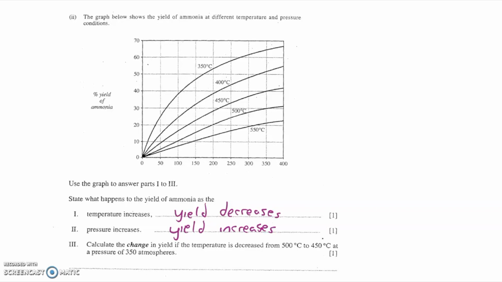1 mark for that. And then it's asking you for part 3 to calculate the change in yield if the temperature is decreased from 500 to 450 degrees C at 350 atmospheres. So if we look at 350 atmospheres and we go upwards here, we look at the yield at 450, and that's 40%, and the yield at 500 degrees C is 30%. So we can see that the change is a 10% change in the yield. If you said that, there's 1 mark.